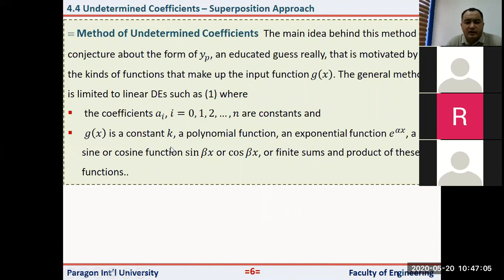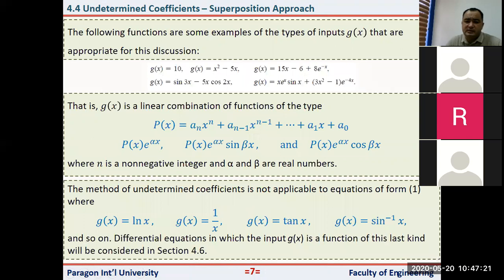or let's say our polynomial is the quadratic function 3x squared plus 5x minus 2 times e to the power alpha x, or the product of a constant, a polynomial function, an exponential function, a sine function and a cosine function altogether. Okay, we are just going to consider this case here. So some examples for the form of g of x are these.